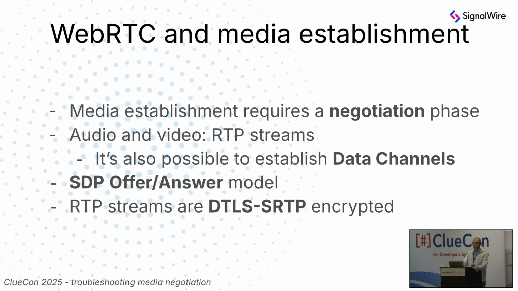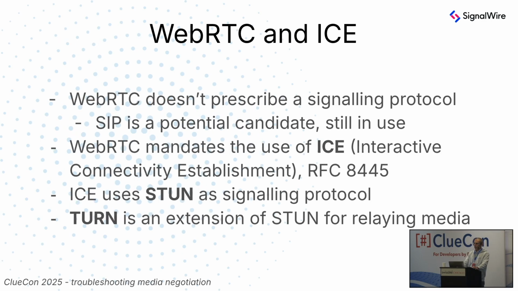So in terms of media establishment, you can imagine the simplest possible peer-to-peer negotiation for generating RTP streams. I will focus on audio and video, of course; with WebRTC there could potentially even be data channels. The negotiation is a simple offer-answer model using SDP, and the most important aspect is that the RTP streams are always DTLS-SRTP encrypted. Maybe people in the audience know most of this information, but for WebRTC there isn't a real specification in terms of signaling for negotiation.